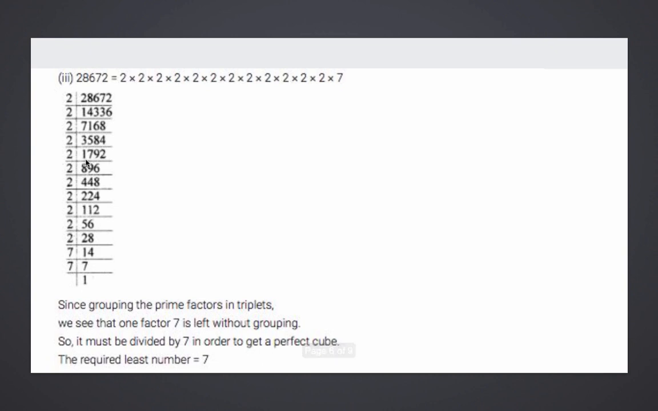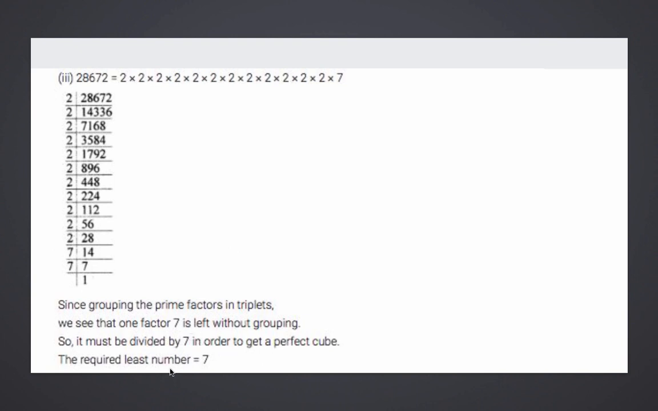Question number 4. Let's see that. In the fourth question we are having, find the smallest number by which it should be divided, as I was just now discussing with you. This is the prime factorization that we have done. Now 7 is occurring twice. The rest of the numbers, 1, 2, 3 grouped, 1, 2, 3 grouped, 1, 2, 3 grouped, and 2 into 2. So what we can see is, yes, grouping of the prime factors is in triplets. We see that one factor 7 is left without grouping.